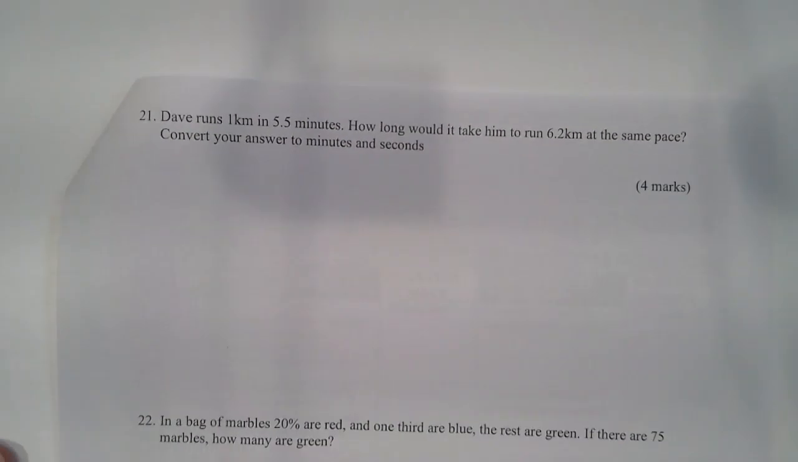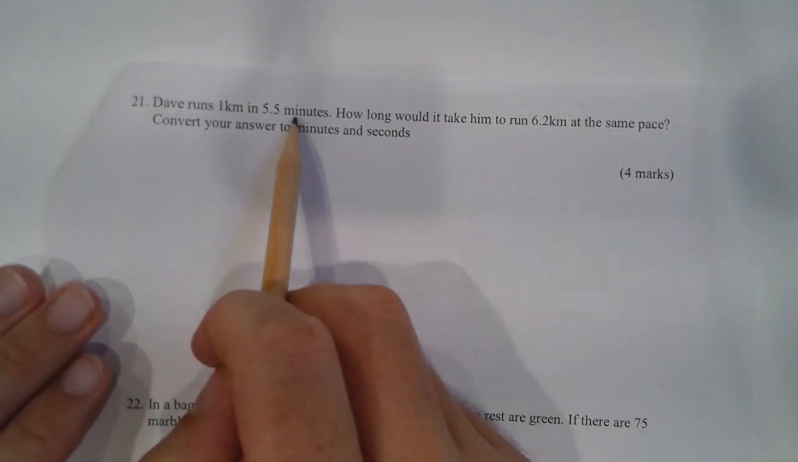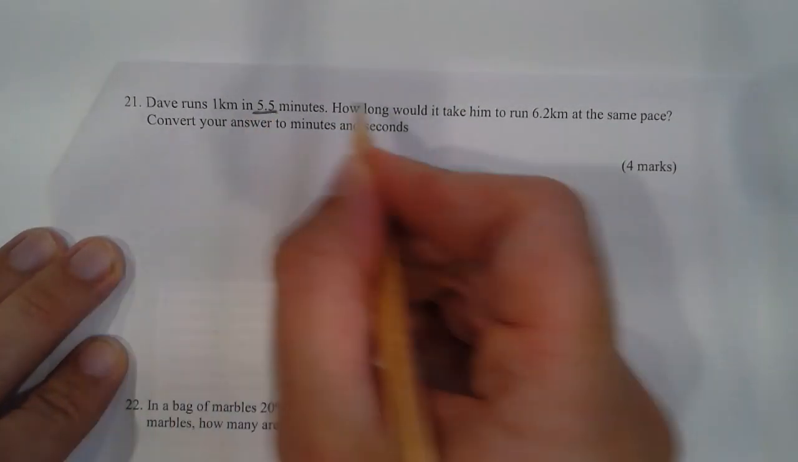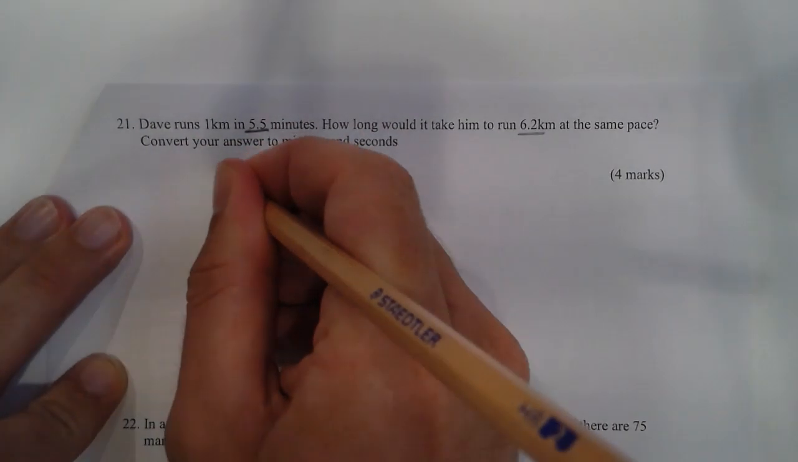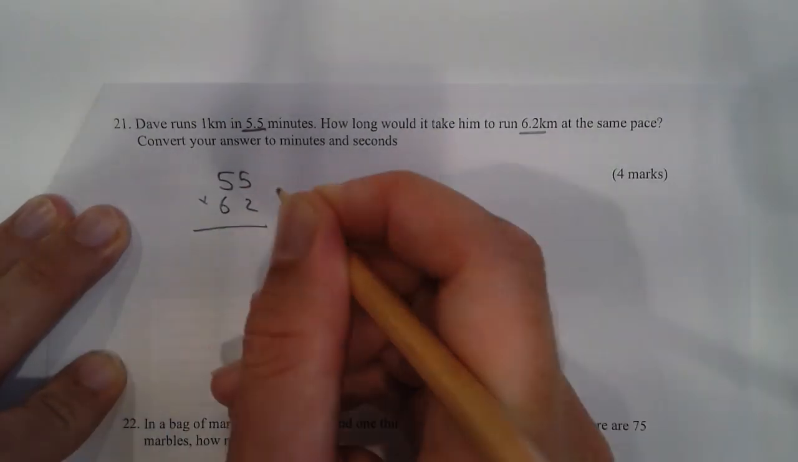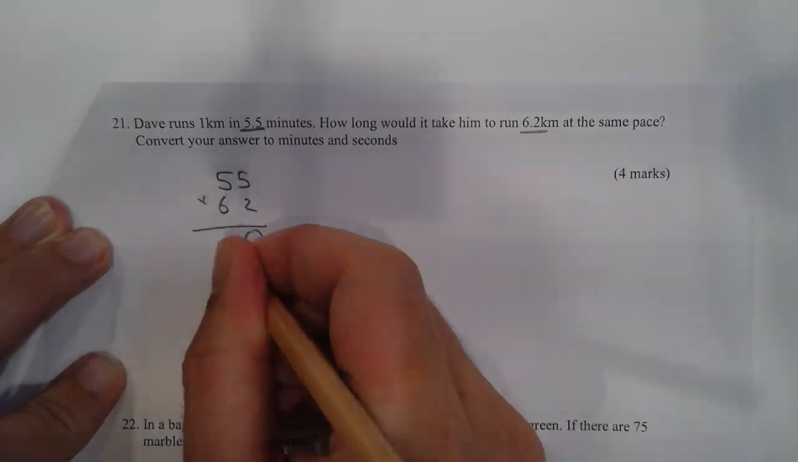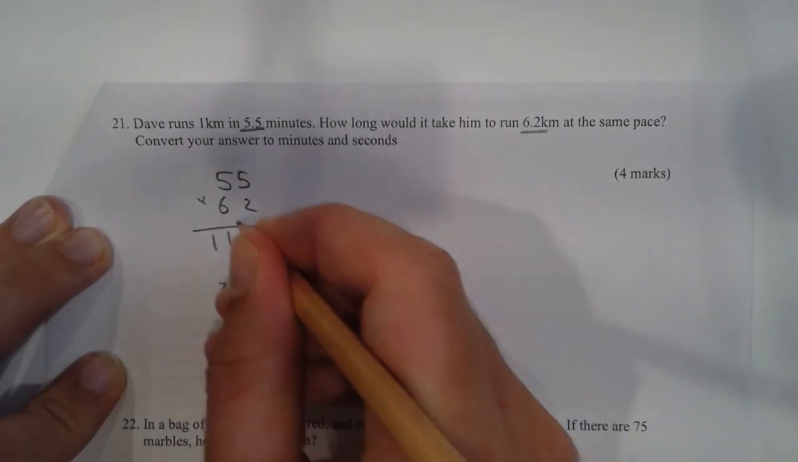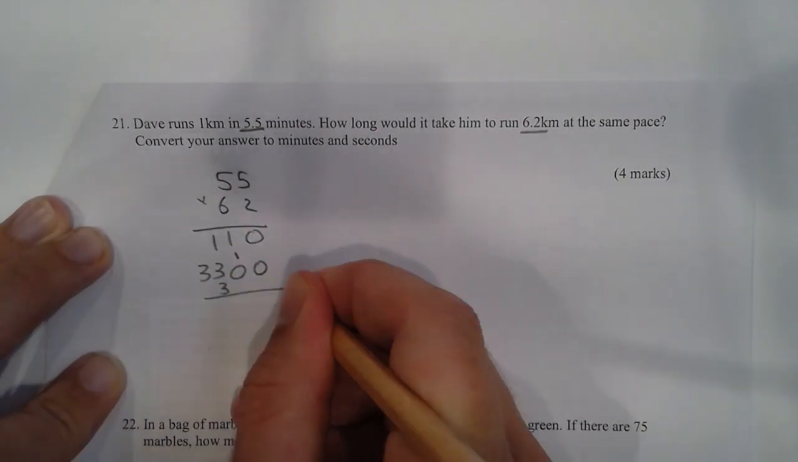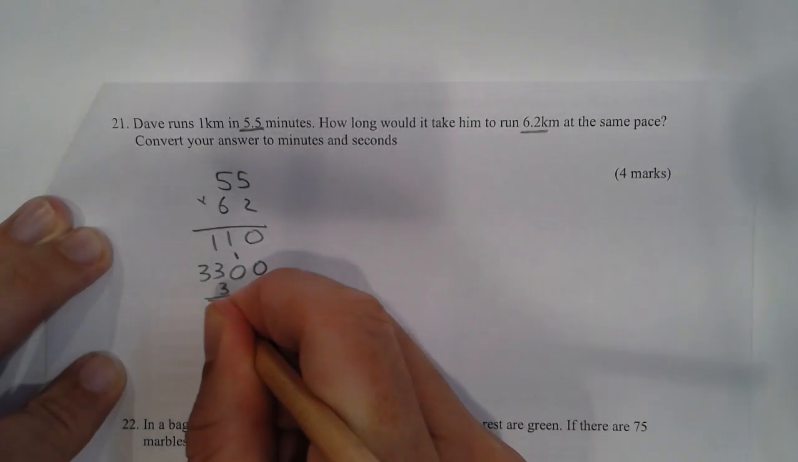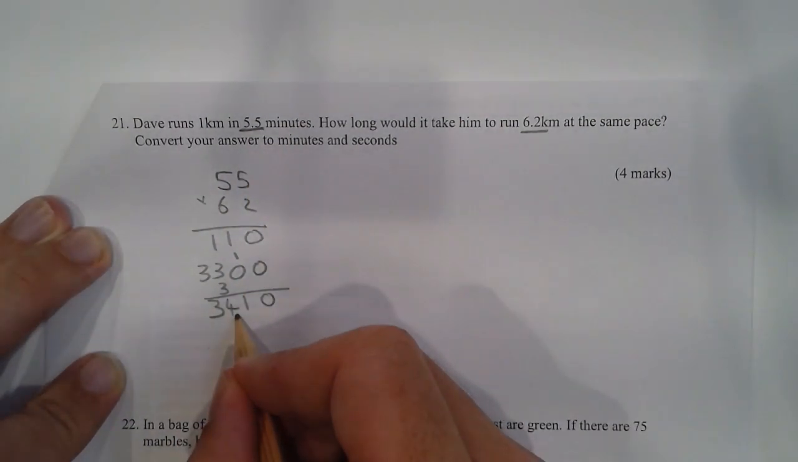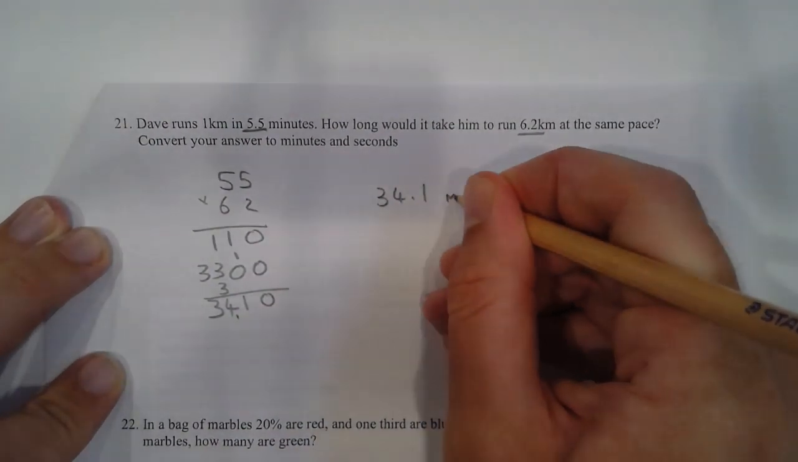Alright. Question 21. Dave runs 1 kilometre in 5.5 minutes. How long would it take him to run 6.2 kilometers at the same pace? So it's going to be 5.5 multiplied by 6.2. I'm just doing 55 times 62. I'll add the decimal points in later. 5 times 2 is 10. 5 times 2 is 10, plus 1 is 11. 5 times 6 is 30. 5 times 6 is 30. So you get 0, 1, 4, 3. How long would it take him? So we ignored 1, 2, so put 2 decimal places. It's 34.1 minutes.